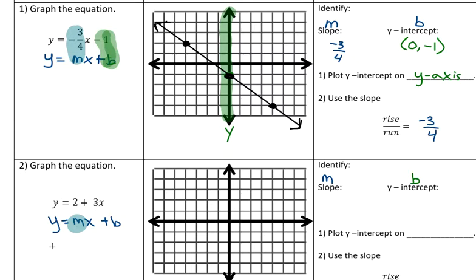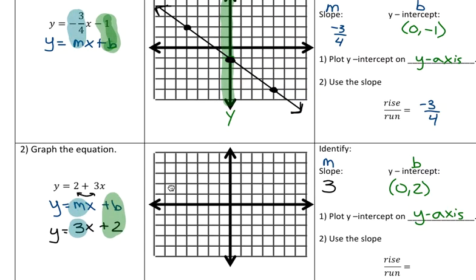So it might be helpful for us to rewrite this. We're just going to use our commutative property and switch these two things around. So I'm going to put the 3x first, and then the plus 2. Okay. Now I can see my m is really 3. So my slope is 3. My y-intercept is the b. So b is what I'm adding on, and this time it is a plus, so it's going to stay positive. So positive 2. So 0, 2. Our y-intercept goes on the y-axis.